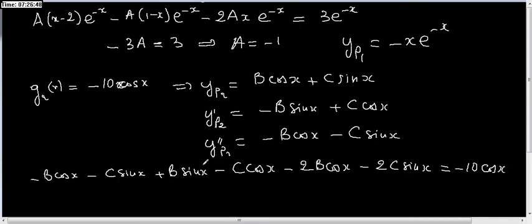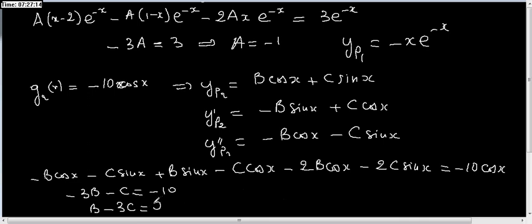So we just need to compare the coefficients for cosine and for sine. For cosine you obtain minus 3b minus c, it has to be minus 10. And for sine, we obtain b minus 3c, which has to be 0 because there is no sine on the right side.